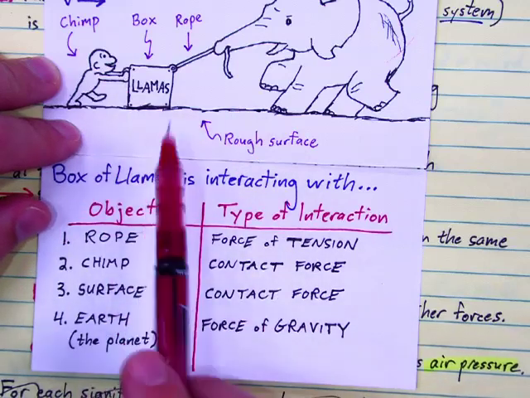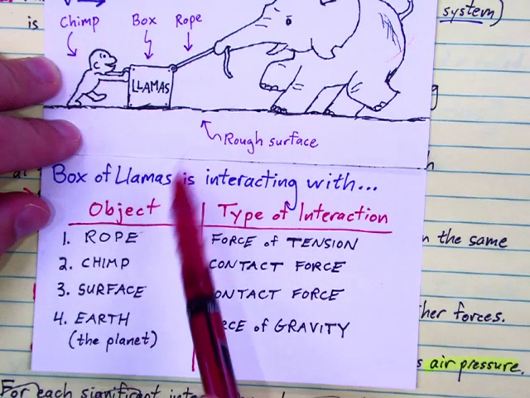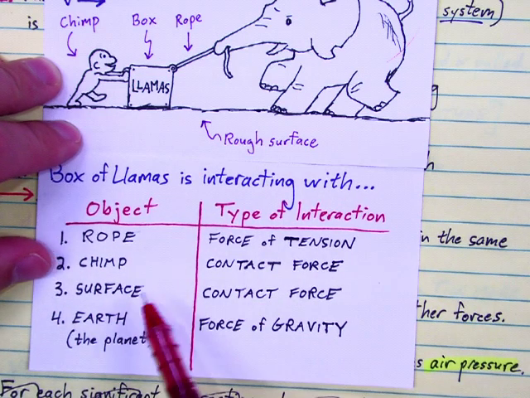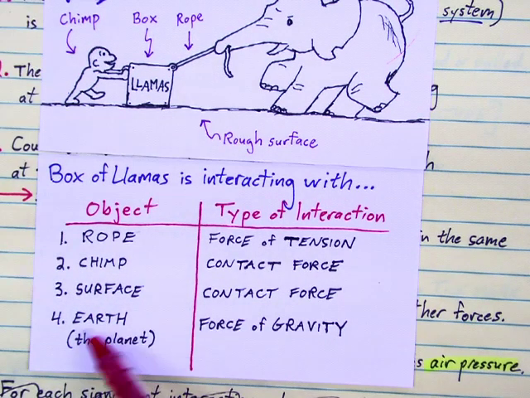The surface down here is also directly touching the box, pushing up on it, and there's also friction between the surface and the box. That's a contact force with the surface. And the fourth one is easy to miss, Earth.